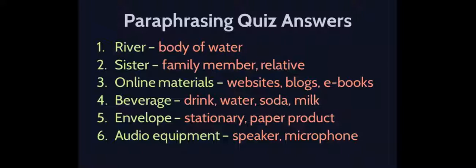Envelope. Right? Envelope is very specific, so something general, stationery, paper product. Okay, and then audio equipment is general, so something more specific is speaker and a microphone. Okay, as always, when we're paraphrasing, the goal is not to predict the answer. The goal is simply to open your mind to more possibilities.